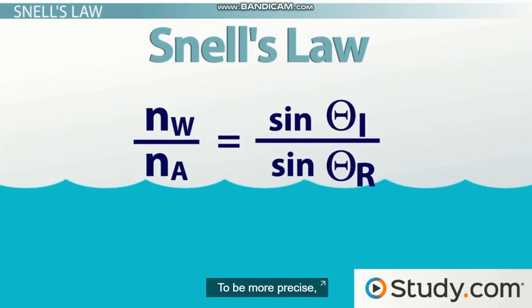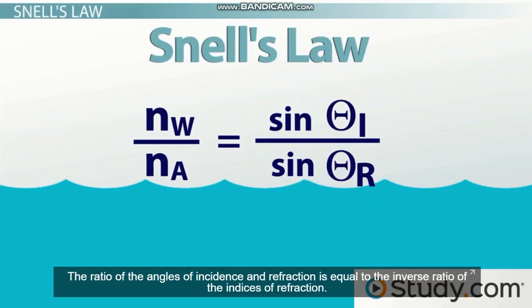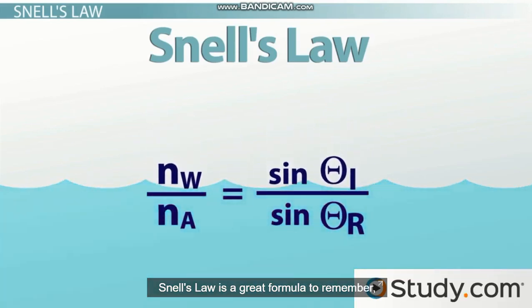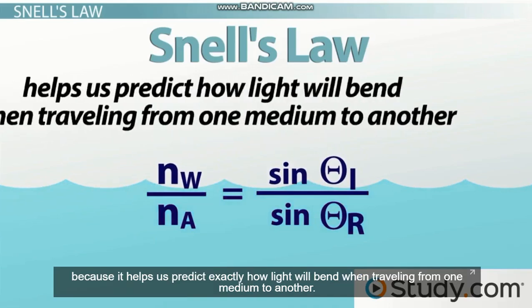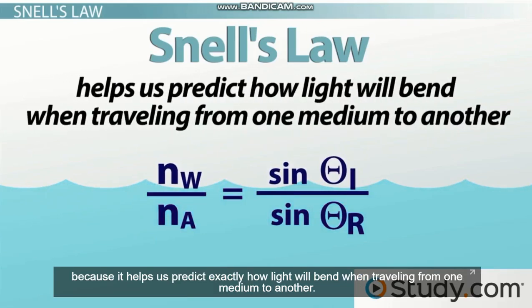To be more precise, the ratio of the angles of incidence and refraction is equal to the inverse ratio of the indices of refraction. Snell's law is a great formula to remember because it helps us predict exactly how light will bend when traveling from one medium to another.